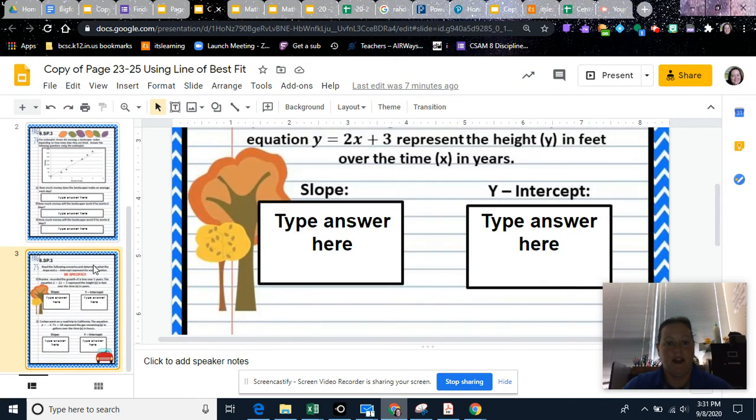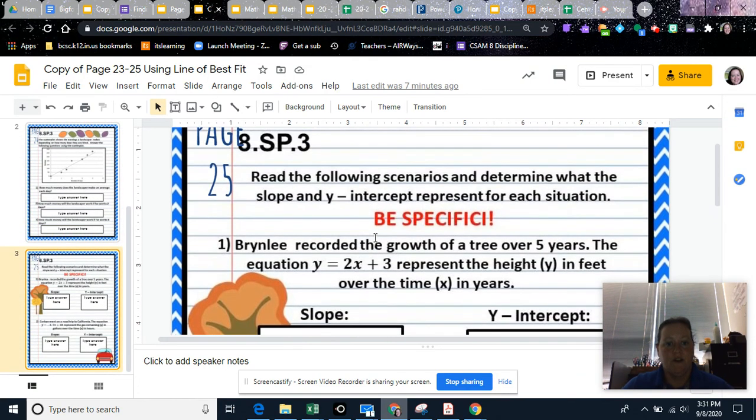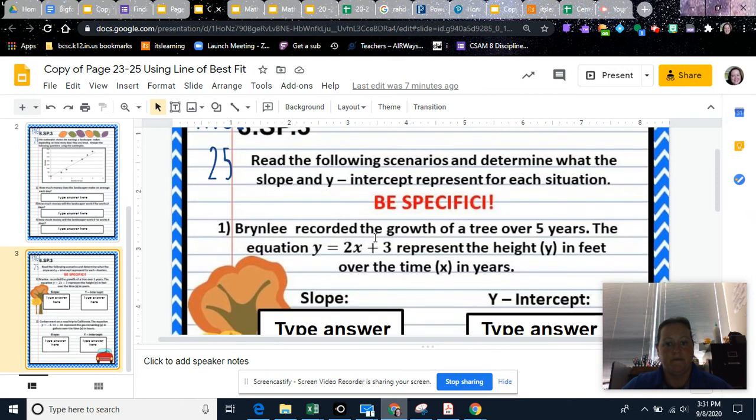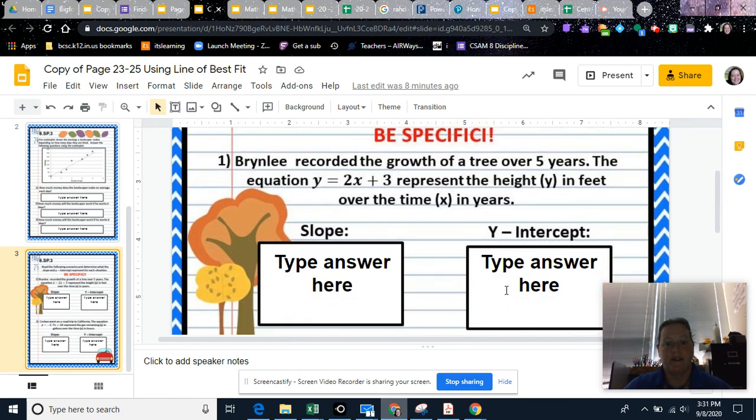Then on page 25, you will see a couple more examples of, if this is the equation, think about what the slope would represent and what the y-intercept would represent. Remember, the number in front of x is your slope. The number that's by itself is your y-intercept.